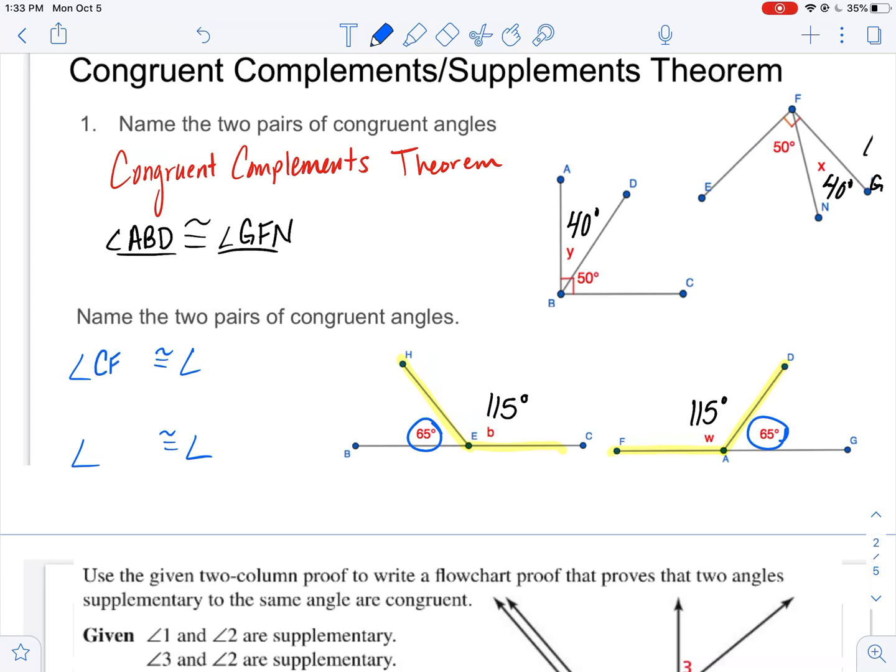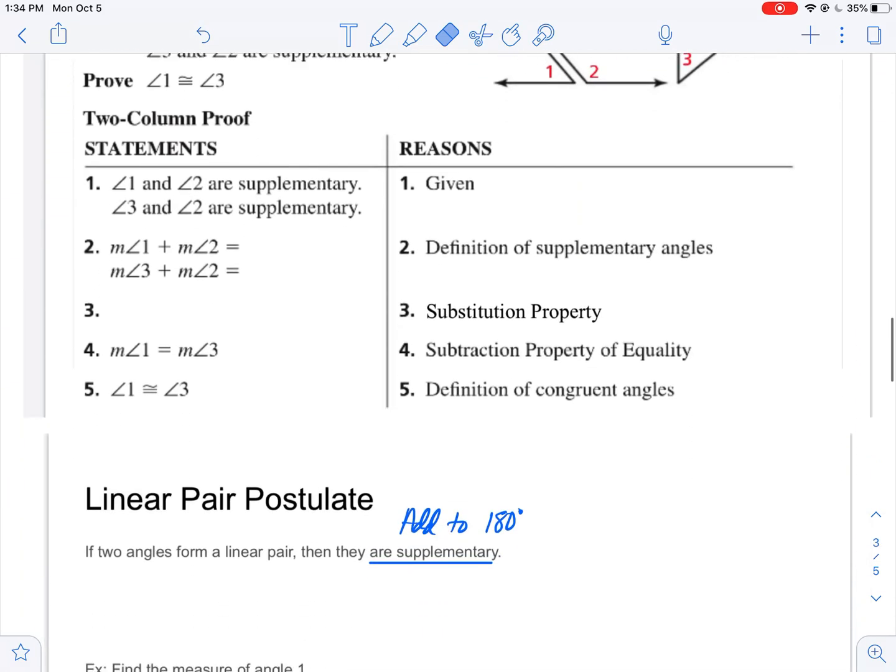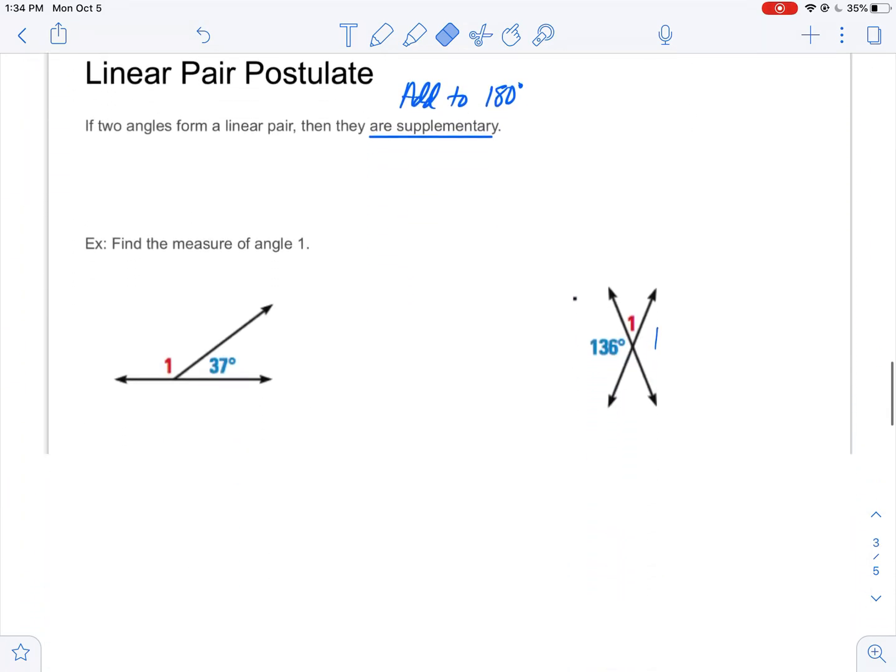So angle CEH must be congruent or equal to angle FAD. And of course, we could do the other pair of angles as well. I could say angle BEH is congruent to angle DAG by the definition of congruence because they're given as 65. So that's another possibility. I'm going to skip this proof here for right now. Not super necessary for our lesson today.